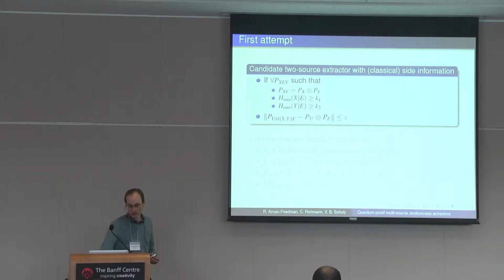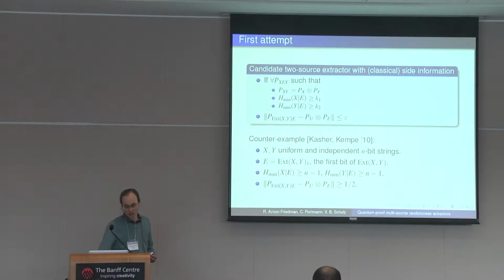And we can construct an example which shows that this definition is impossible to satisfy. So if someone claims to have an extractor which satisfies this, we can find a counterexample. We can construct a distribution which satisfies this and has a big distance. And this was already done by Kasher and Kempe in 2010. It was the first paper on two-source extractors where they realized this is sort of non-trivial.